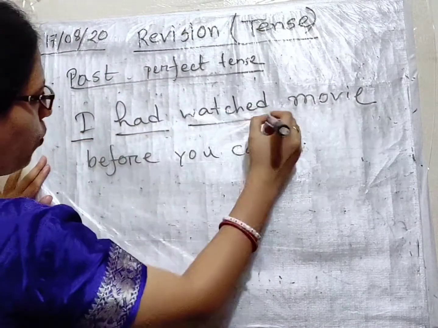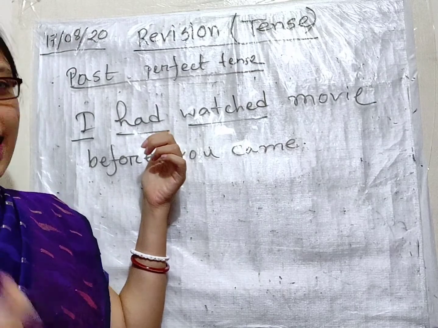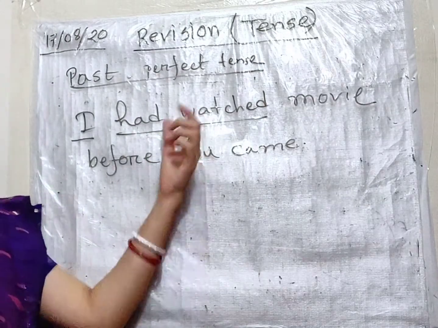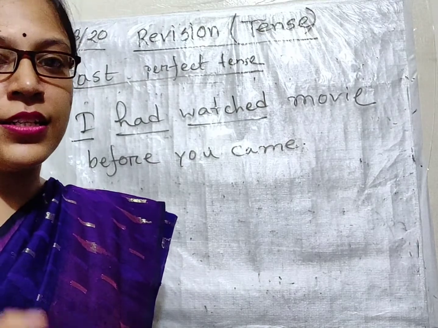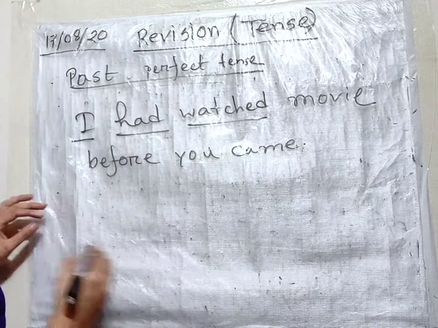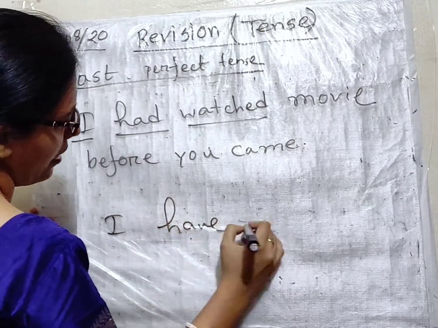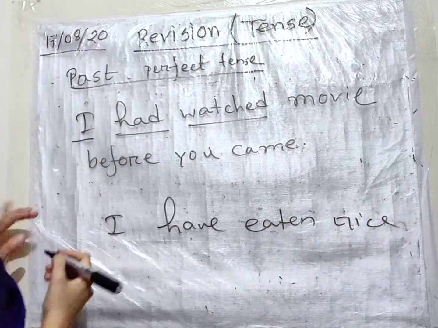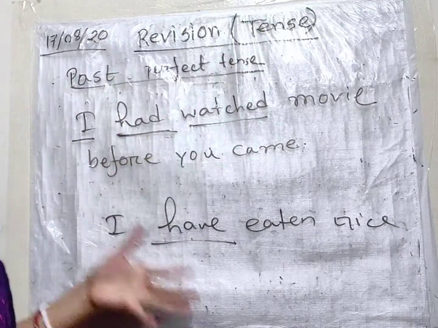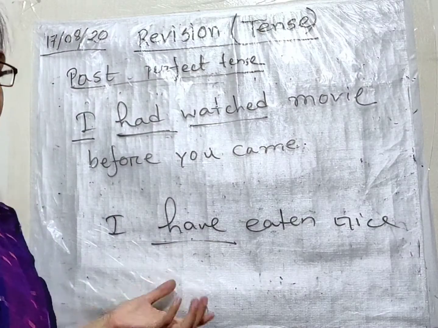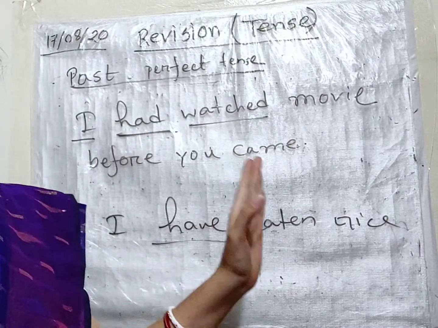I had watched. We have used had because we know that had is the past form of have. Actually, if you think deeply, you can get the point that all the perfect tense structures are the same, just changing the verb form from present to past. For example, for the present perfect tense the structure was I have eaten rice. Here we have had watched. That is, have became had when it is past perfect tense. Only this simple difference. You have to remember that present perfect is have and past perfect is had. Then the rest of the structure is the same.